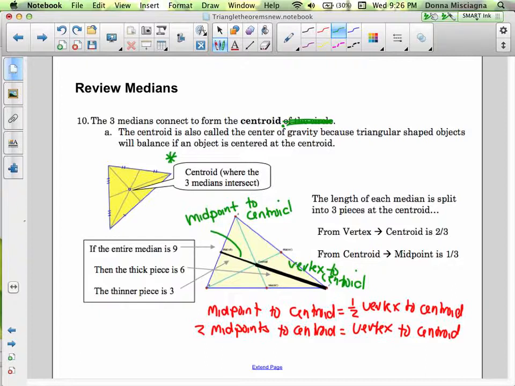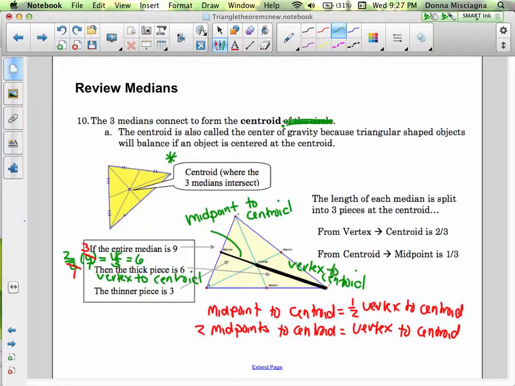Now, if the entire median is 9, then the thicker piece, vertex to centroid, would be 6. How did they get 6? You just take 2/3 multiplied by 9. You could reduce that. If you didn't reduce, that would be 18/3, which is 6. If you did reduce, you could divide 3 and 9 by 3, and you'd still get 6. So that length there is 6.